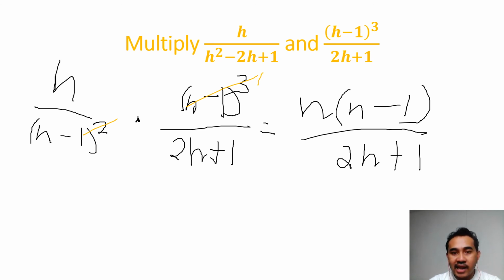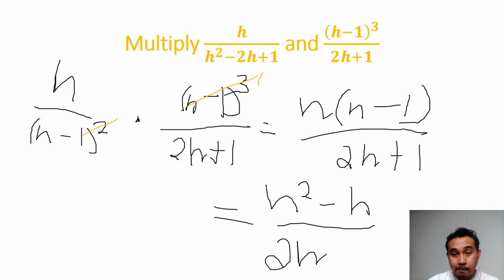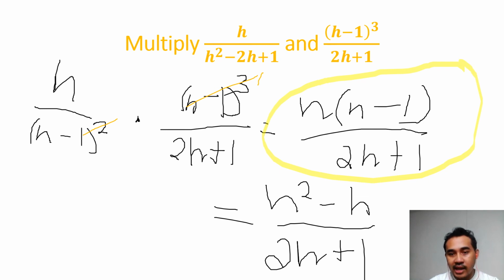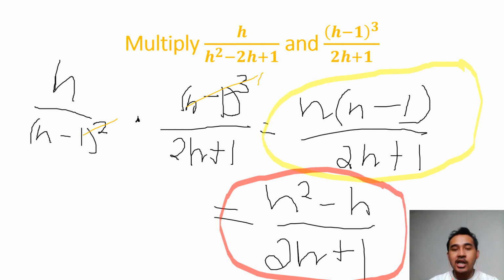Others would accept this answer, h times h minus 1, as factors, or other books or references would agree to the answer if you multiply that: h times h will be h squared minus h, over 2h plus 1. In my case, I would like to have this answer. However, in some other references, they might use this answer. So this would be fine, and others might work on this one.